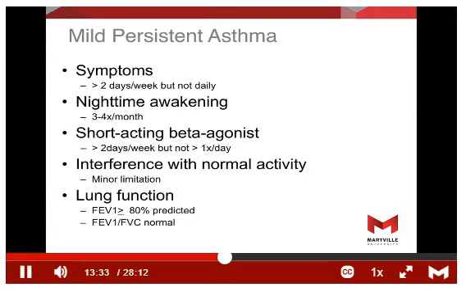For your mild persistent asthmatics, their symptoms are over 2 days of the week, but not daily. Nighttime symptoms are 3 to 4 times a month. Short-acting beta agonists, they're using their albuterol over 2 days of the week, but not every day. Interference with normal activity is minor limitations. Maybe this is one who has seasonal interaction. They can't go for that long run without having to use their albuterol before or after. Their FEV1 is over 80% predicted. The FEV1 to FVC is normal.